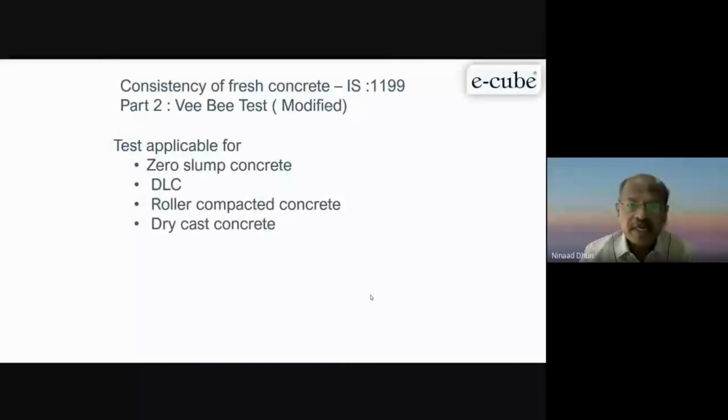So this is the VB test. Earlier we had discussed the normal slump concrete, maybe 80 mm, 100 mm, 150 mm slump. You do the VB test, and the VB test gives you an idea of how much time I have to vibrate and compact the concrete. That is the indication the VB test gives. So this is modified and made for low workable concrete, or near to zero slump concrete.